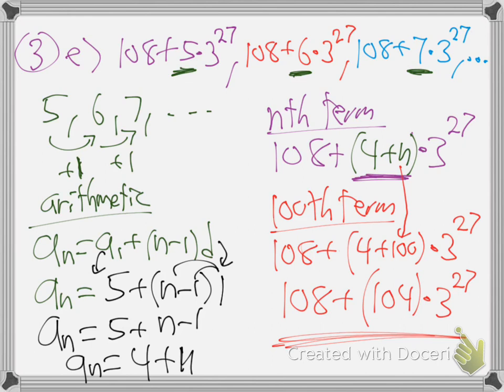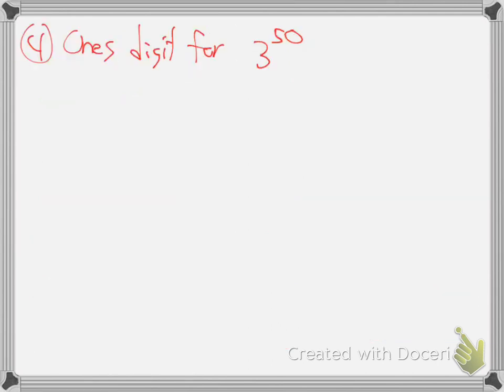Good? Questions on that one? Okay. How do we find the ones digit for 3 to the 50th? It's kind of a crazy question, huh? Like, what are they talking about? You guys have your calculators? Can you do 3 to the 50th on your calculator?